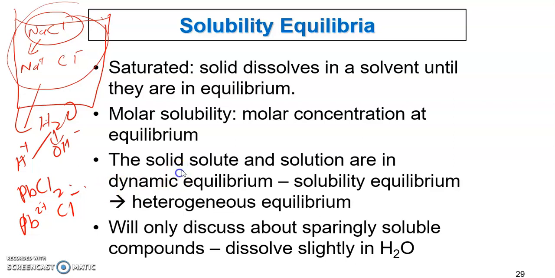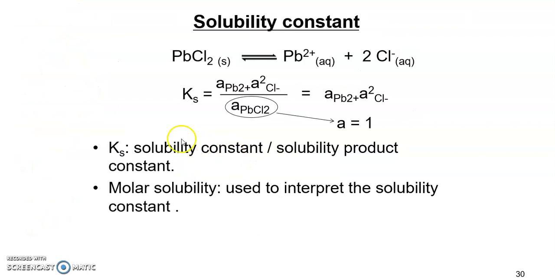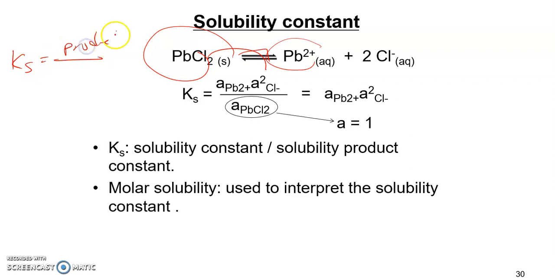So for example, how to determine the solubility constant. We have PbCl2, and we know this one is in solid form. However, it can dissociate to form Pb2+ and Cl−. Then what we need to do is balance this equation. To have the solubility constant Ks, we need to have product over reactant.